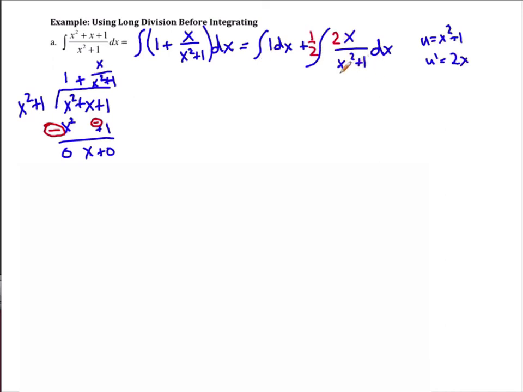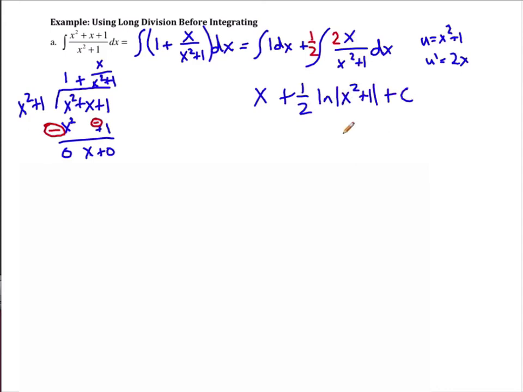Okay, so now we can go ahead and integrate all this. The integral of 1 dx is just x. And then here we're going to have 1/2, and then this is u prime over u. So it's the natural log of the absolute value of x squared plus 1 plus c.